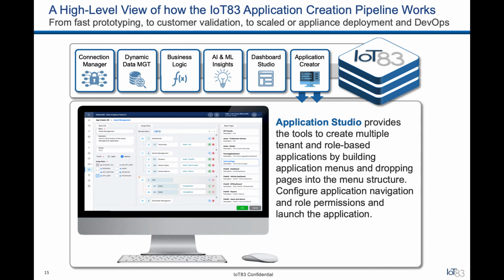Once the application has been created, you can identify the type of roles that should see a given application and then build incremental applications for different role types. So when a user logs in, they see what benefits them and only what benefits them. You're also able to manage the access privileges associated with those roles for secure implementation of multiple role-based applications, all with IoT83's application enablement platform and the application creator.